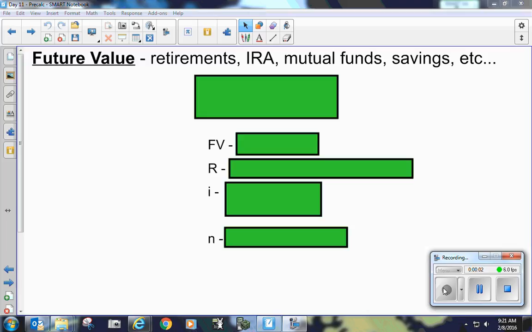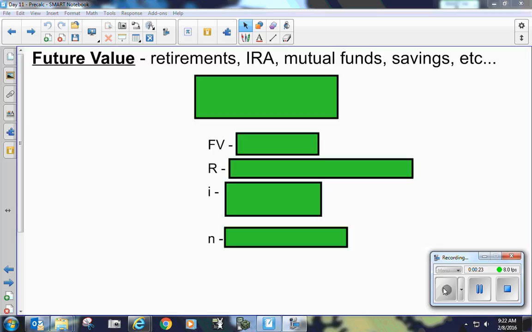Okay. Future value: retirements, IRAs, mutual funds, savings, etc. Anything that's going to come back to you in the future, you hope it will come back more rather than less. All your teachers, there's two different types of money we get when we're done. Money's taken out of our paycheck and put in like a 401k. If anybody works, they get a 401k.